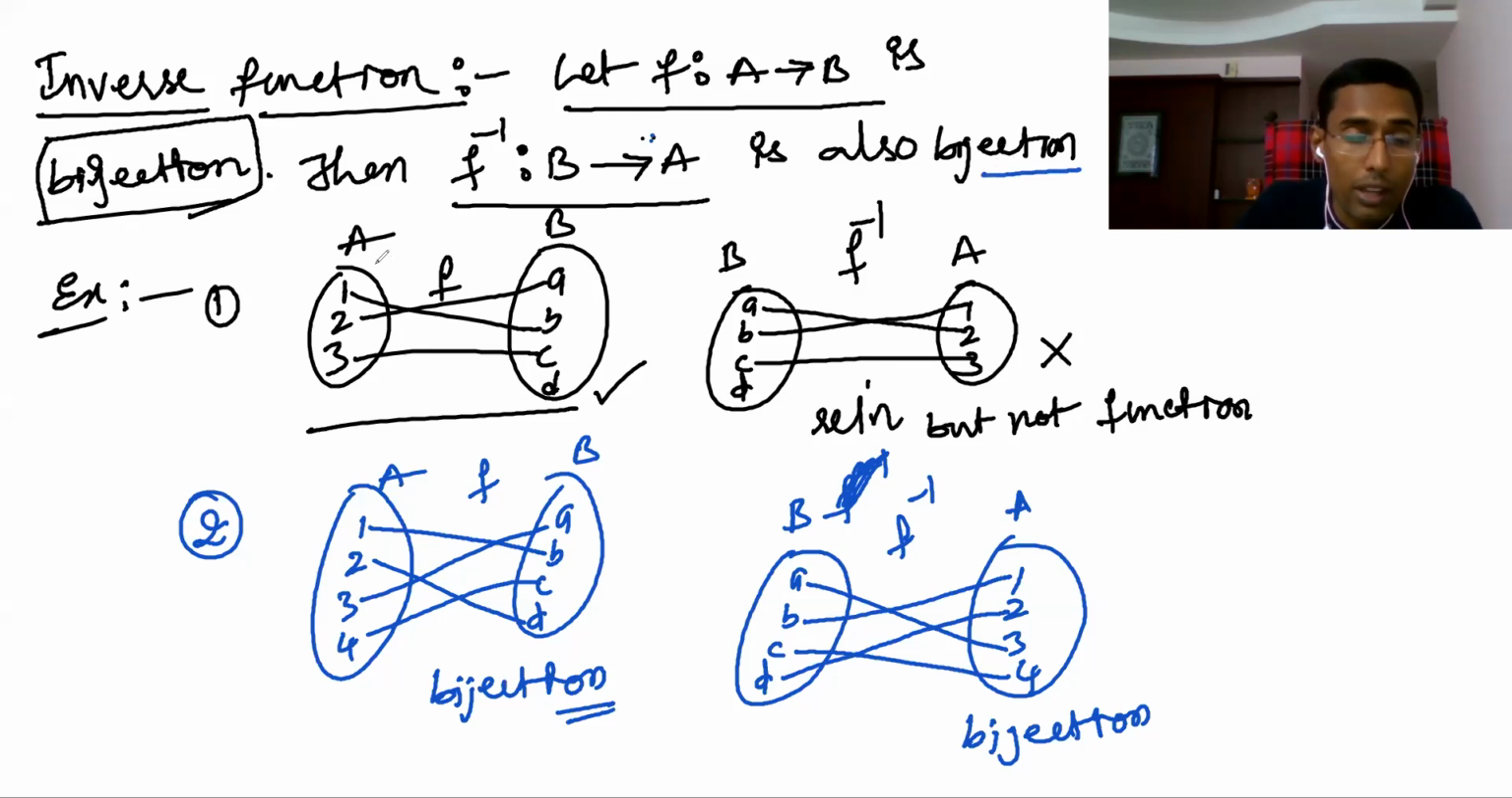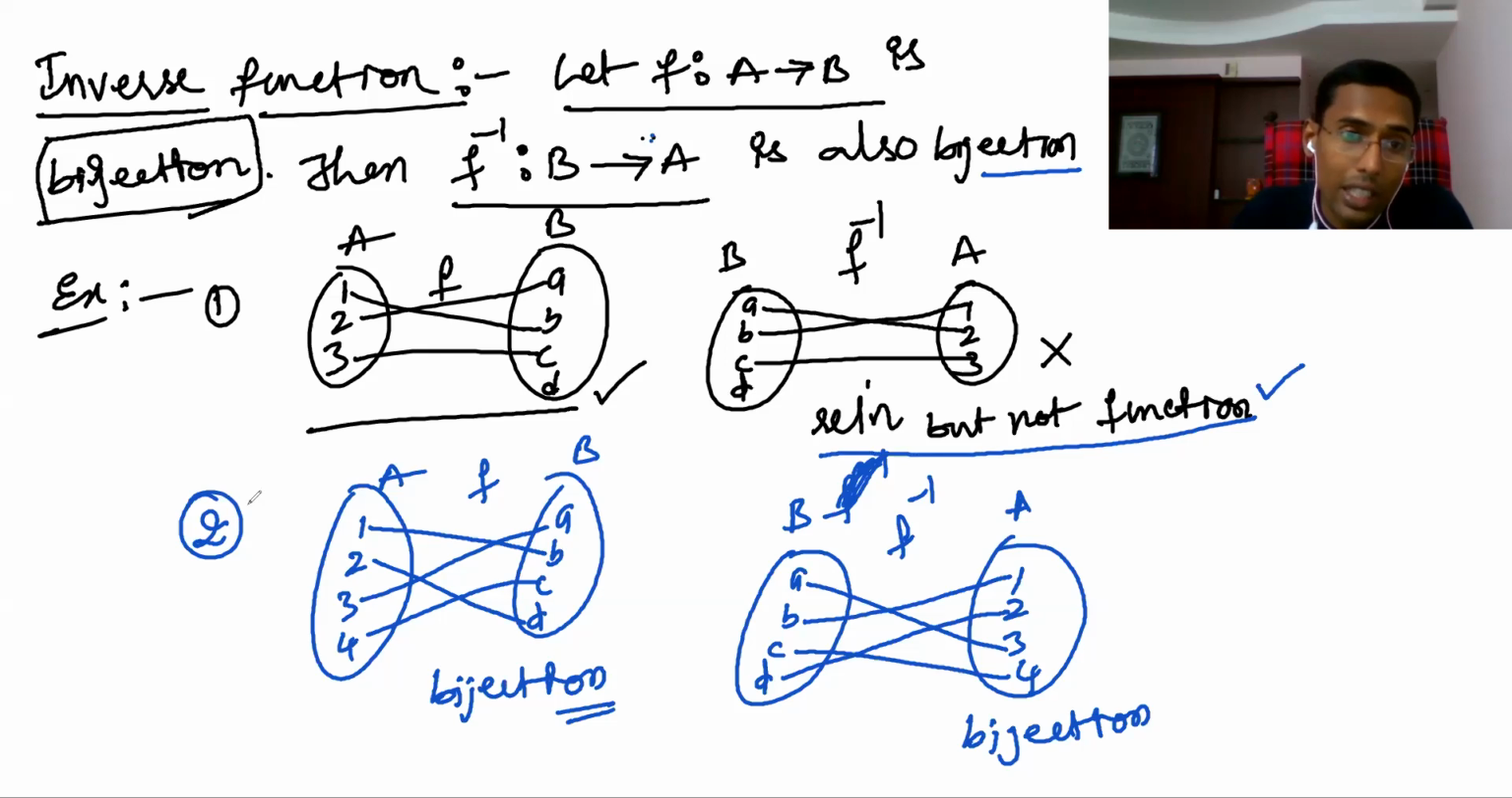Now I showed here f is a function from A to B. f inverse existed, but this is not a function because not every element has an image. D has no image. Every element should have an image for a function. f inverse is not a function because D has no image. Therefore, f inverse is a relation but not a function.